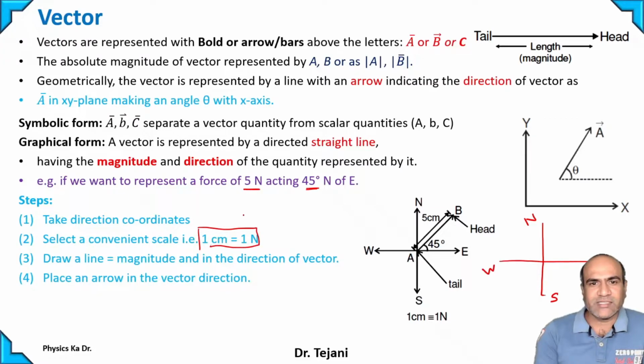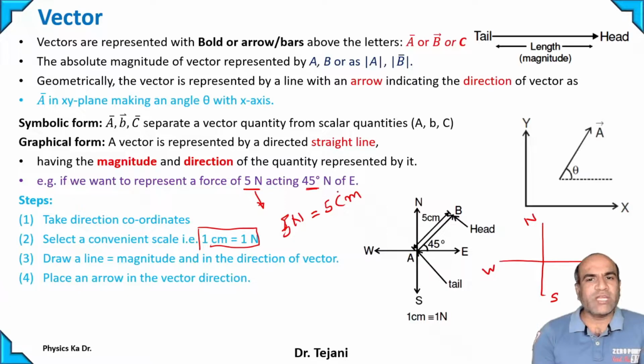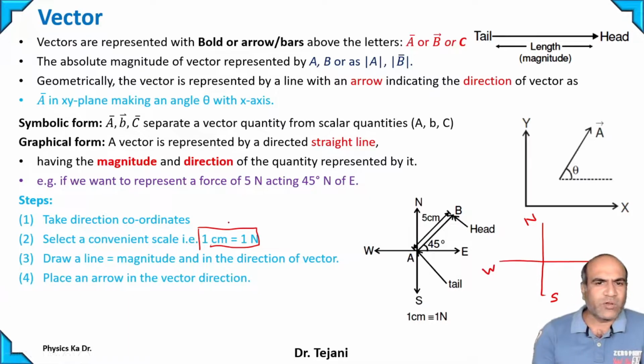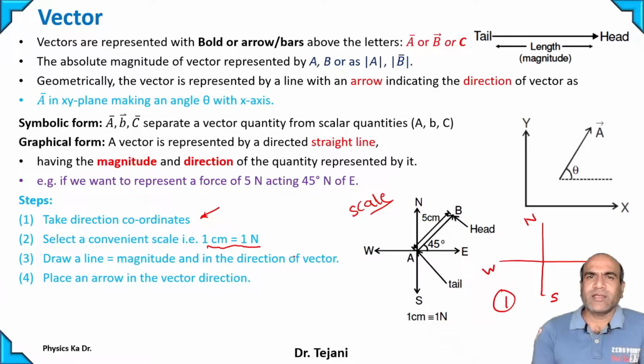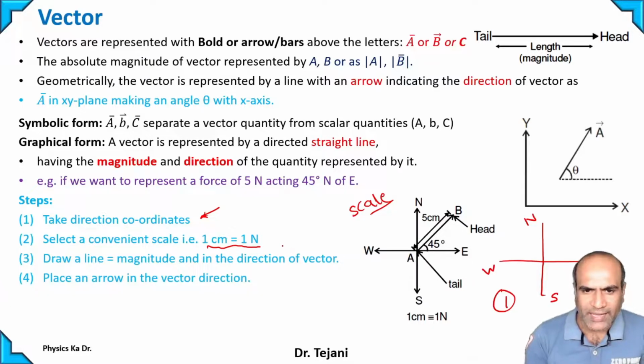Say, for example, the force is given as 5 Newton. We can convert it so that 5 Newton is equal to 5 centimeter. We need to represent it in terms of centimeter or meter, because on graph paper we can draw only with the use of length. So first we need a direction, then we need a scale, which we can take as per requirement, and then draw a line.